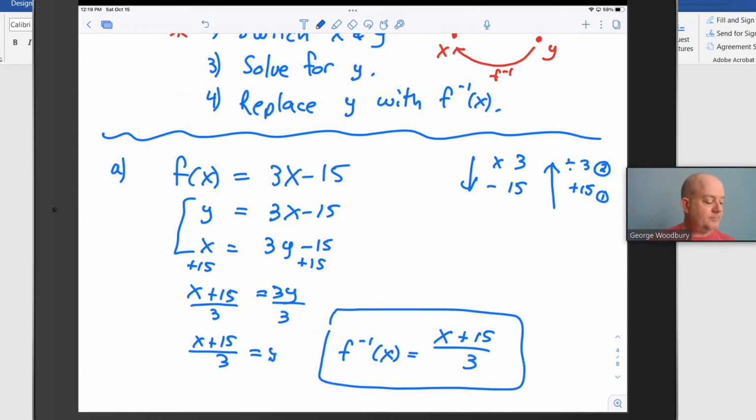If you want to test it, pick a number, plug it into f, plug the output into the inverse just to make sure. It's a way that you can check your work. So for example, f of 10 would be 3 times 10 minus 15. 30 minus 15 is 15. If I plug in 15 to the inverse function, I better come back and get 10. In the numerator, 15 plus 15 is 30. 30 divided by 3 is 10. So you can verify that these are inverses. It's a good way to check your work.